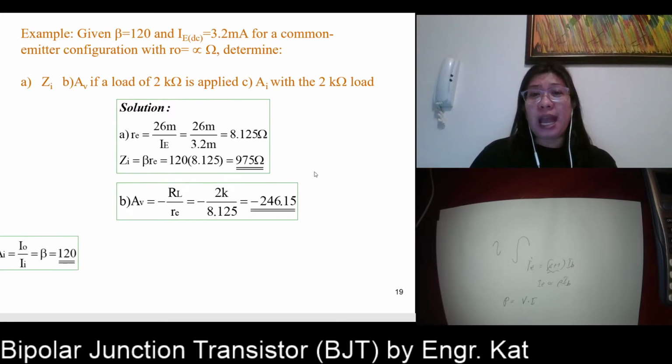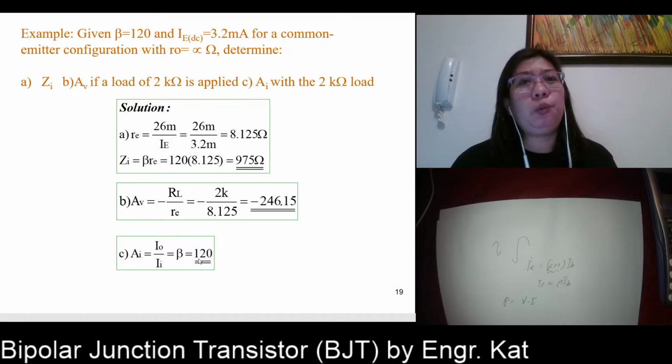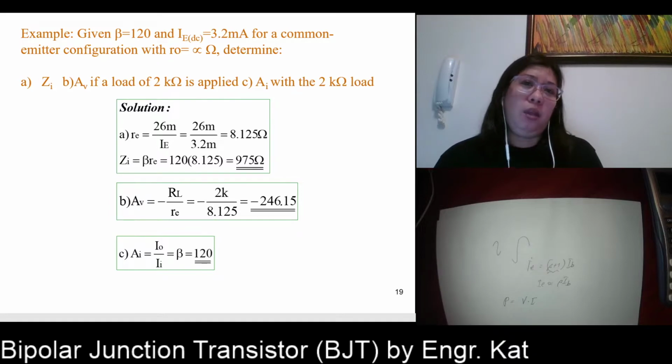And then your I input with a 2 kilo ohm load. However, we don't need the 2 kilo ohm load because for a common emitter configuration, your current gain is equivalent to beta, and that is equivalent to 120. So that means your current was likewise amplified 120 times. So it's very simple.